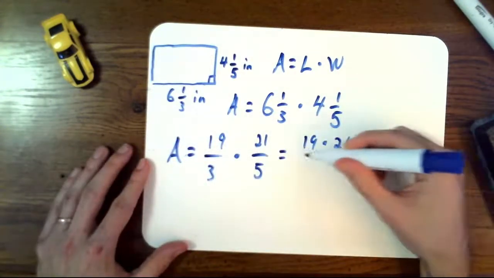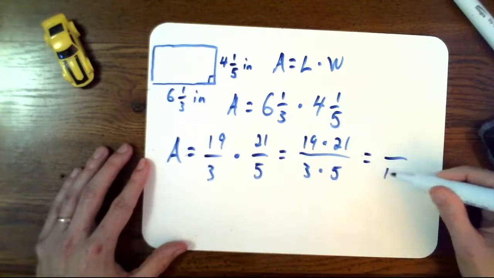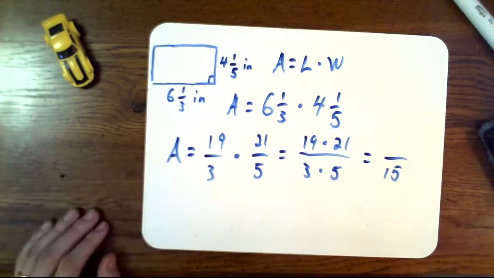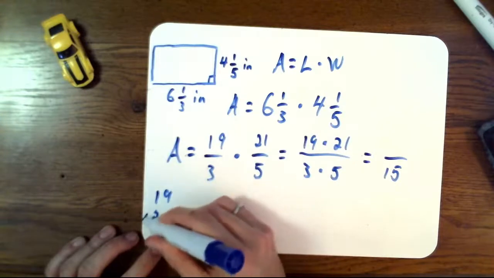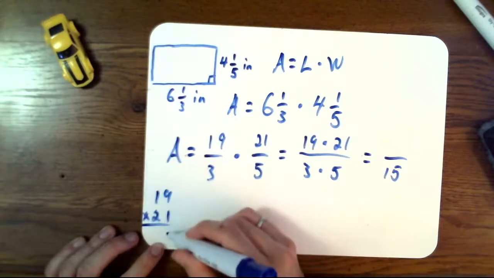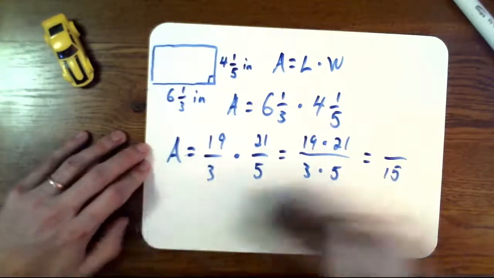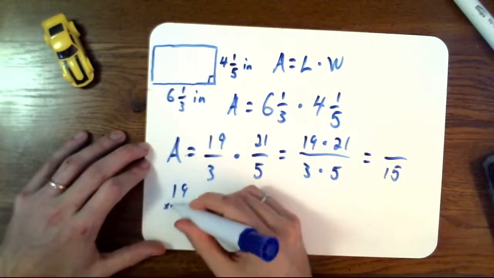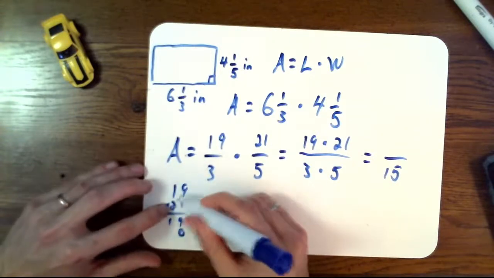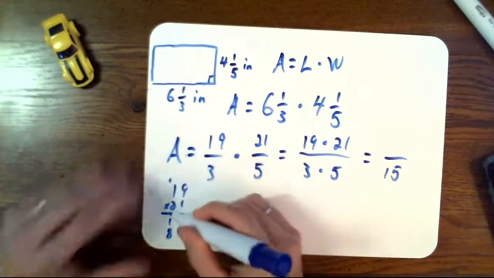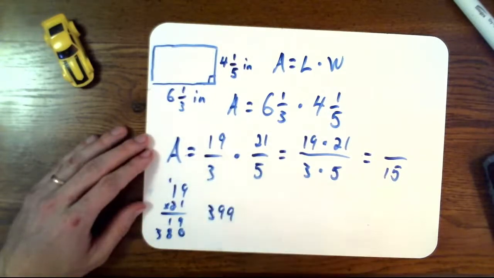So 19 times 21, 3 times 5. I know the denominator is going to be 15, but 19 times 21, let's see, that's a 9, that's 19. I ran out of room already. That's 19. You add a 0 for going to the next spot. It's 2 times 1, that's 3. So 399.